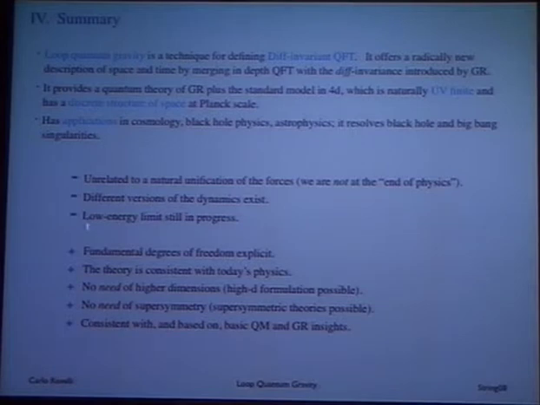What are the pluses? First of all, it's a formulation of quantum gravity where the fundamental degrees of freedom are explicit. The theory is fully consistent with today's physics, simply because there is no special constraint on which fields you have to put in the diffeomorphism-invariant theory. And so in particular, there is no need for high dimensions and there is no need for supersymmetry. There is some literature on the formulation of supersymmetric theories in this language and even high dimensional theories in this language, but there's nothing that requires them, which of course you can view as a plus or a minus. In my opinion, until we actually see nature or the LHC tell us differently, I still see this as a plus.